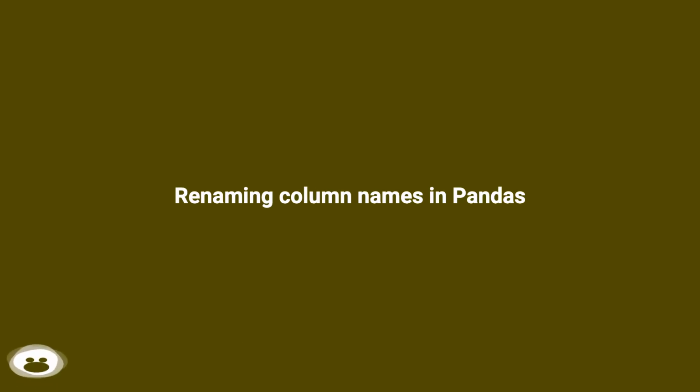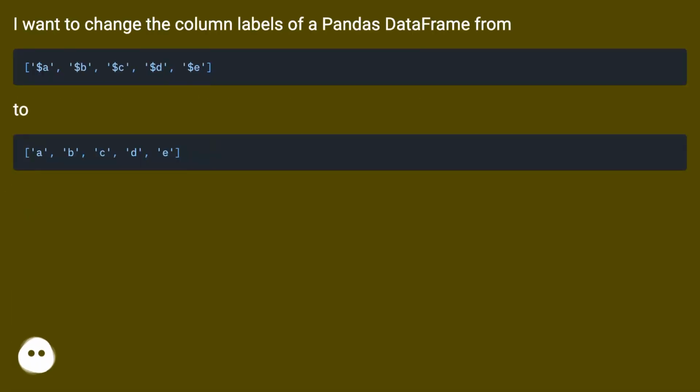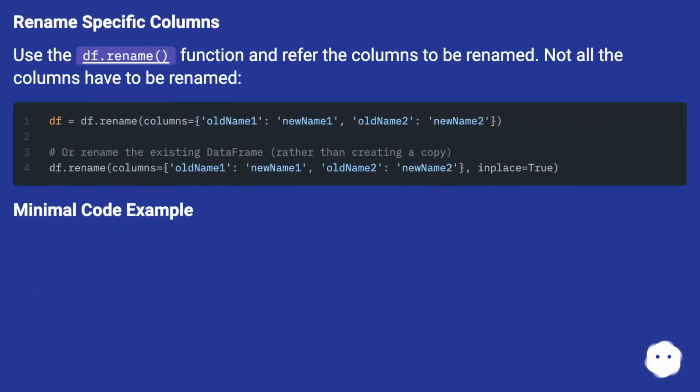Renaming column names in Pandas. I want to change the column labels of a Pandas data frame. Rename specific columns. Use the df.rename function and refer the columns to be renamed.